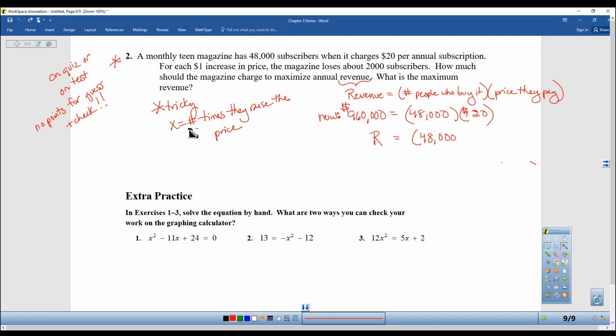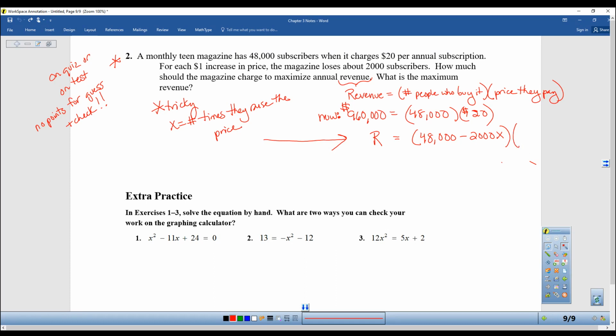So if they raise the price x times, each time they're going to lose 2,000 people. So they're going to lose 2,000 people each time they raise the price. So if x is 1, they're going to lose 2,000 people. If x is 2, they raise the price another $1, they're going to lose 4,000 people. This is the step that's so hard for people.